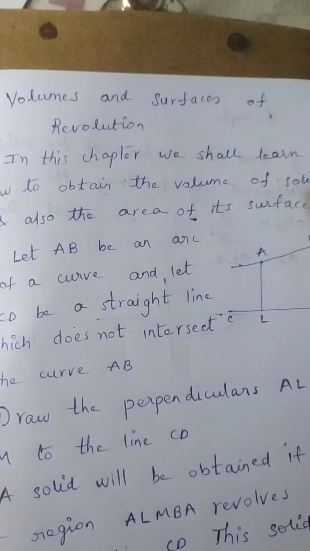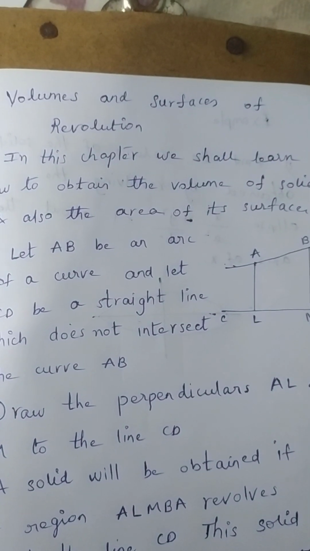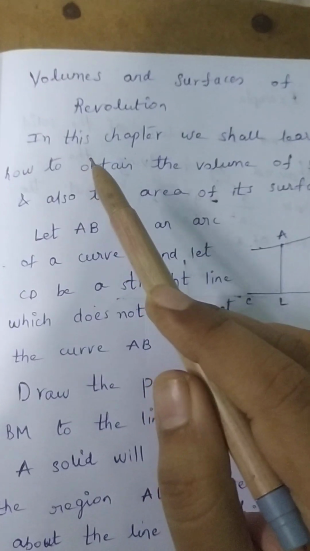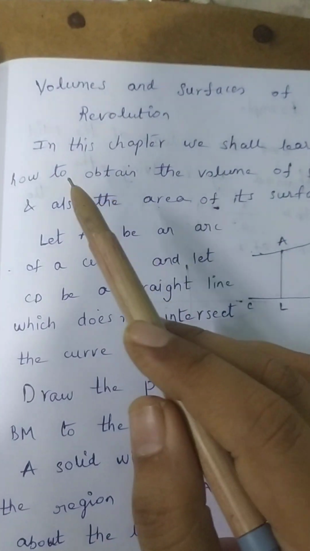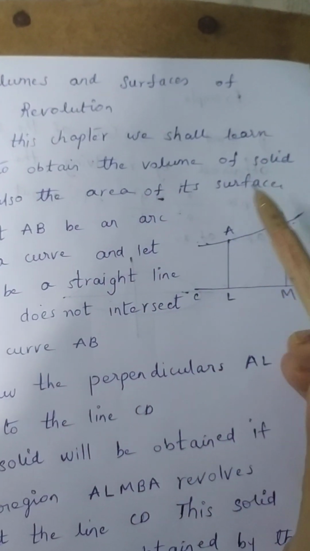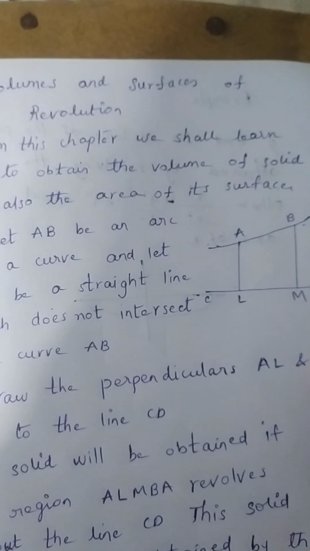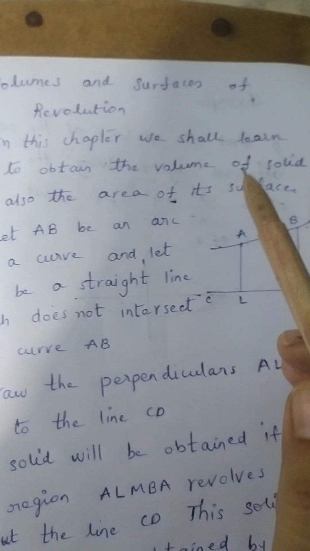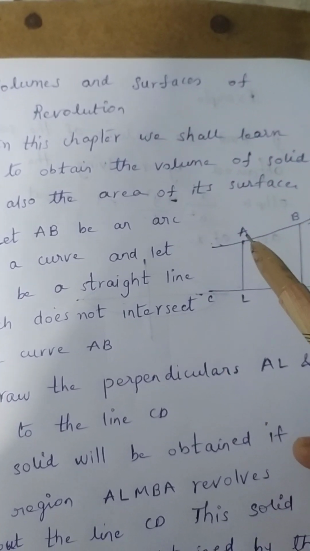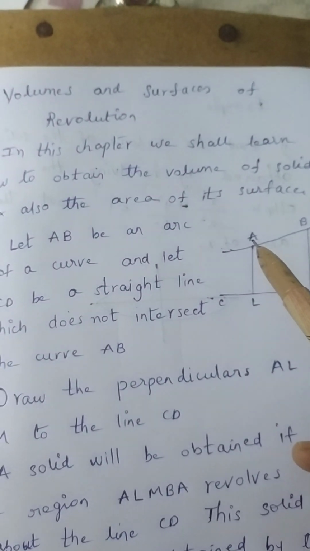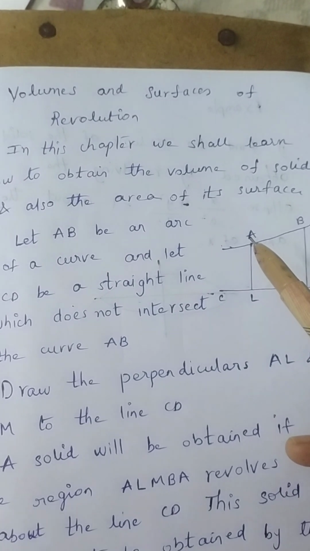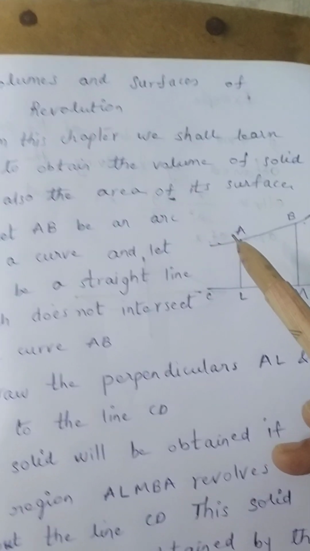Today we are going to step into another chapter, that is volumes and surfaces of revolution. In this chapter we shall learn how to obtain the volume of a solid and also the area of its surface. We shall learn how to obtain the volume of a solid by revolving about the axis.